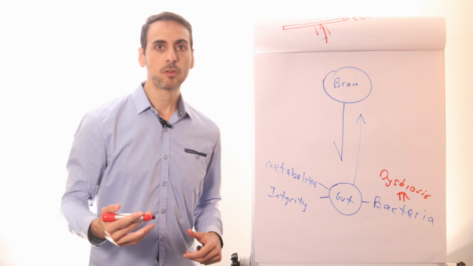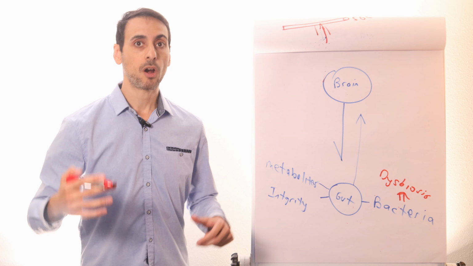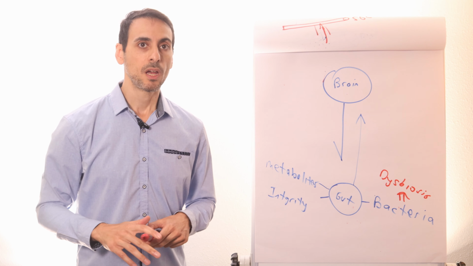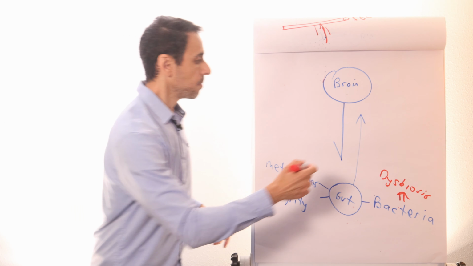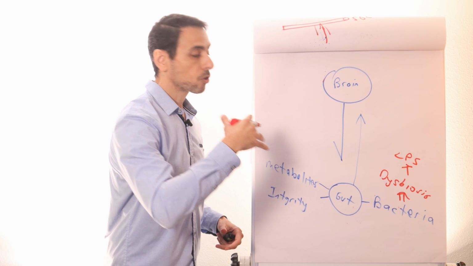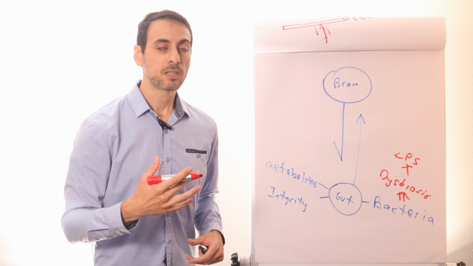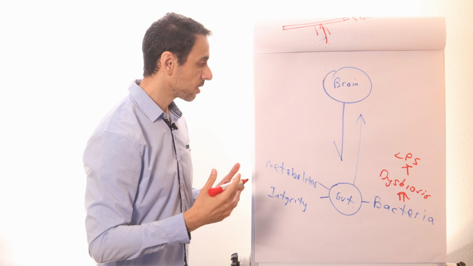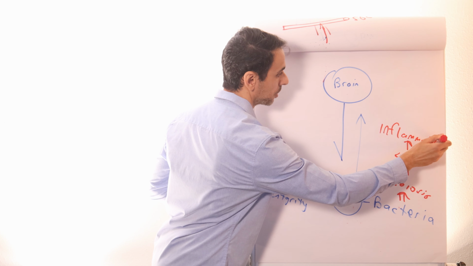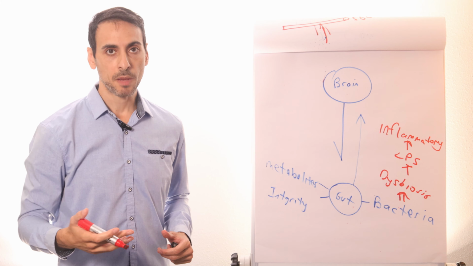Now, dysbiosis can lead to an increase in lipopolysaccharides. These are molecules in the outer layer of certain bacteria, such as gram-negative bacteria. But essentially, lipopolysaccharides can cross into the blood circulation. And when they do that, they trigger a very strong inflammatory reaction. Now, this could be subclinical, but it is a systemic reaction.